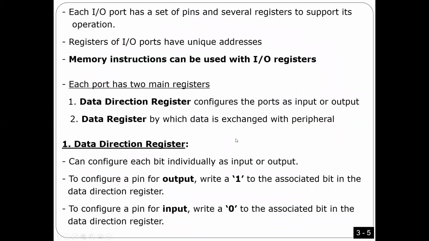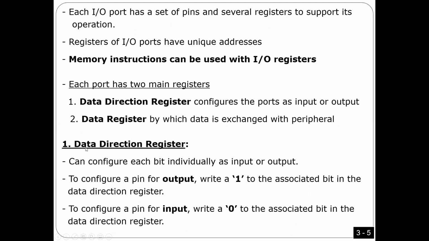Also, every port should have two main registers. One is called the data direction register, which is what I taught last time. The second one is the data register. What is the difference between them? I'm going to tell you quickly now. Again, every port should have a data direction register and a data register. What is the difference between them?